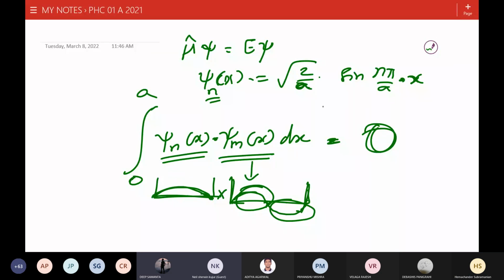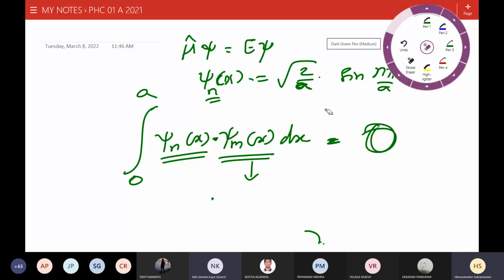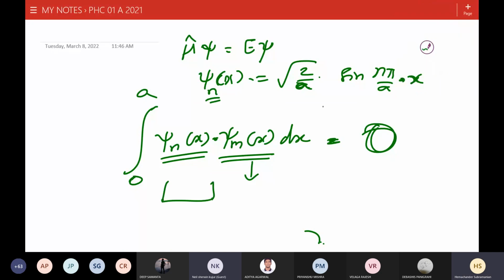Okay. You understand that? So you have this function, and let's say you're multiplying this with this function. What is this? Again, it will be 0. Yeah, it'll be 0 unless you have the same wave function here and here. If this is the case, then it is not 0.